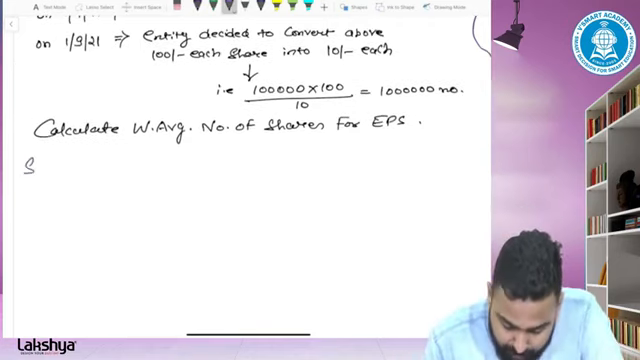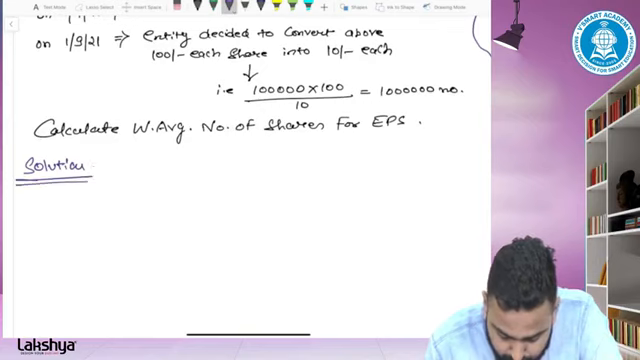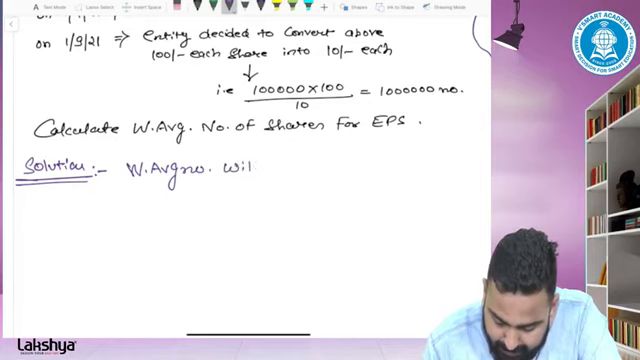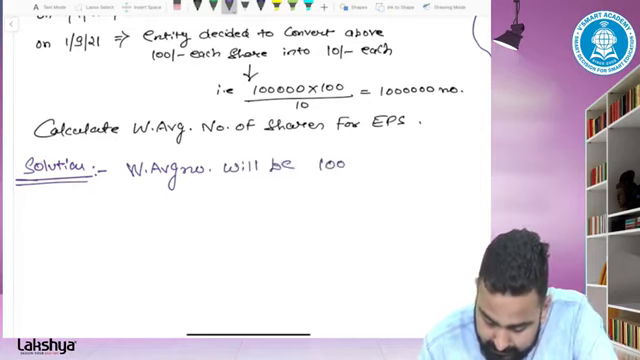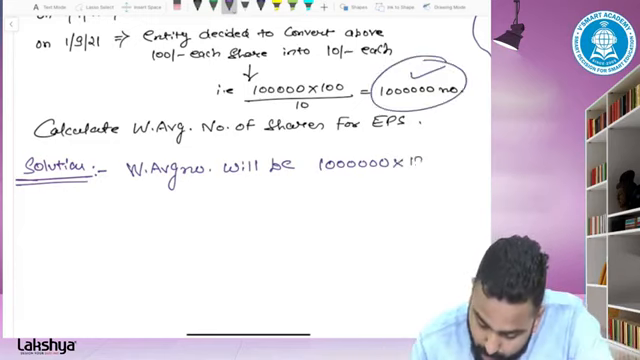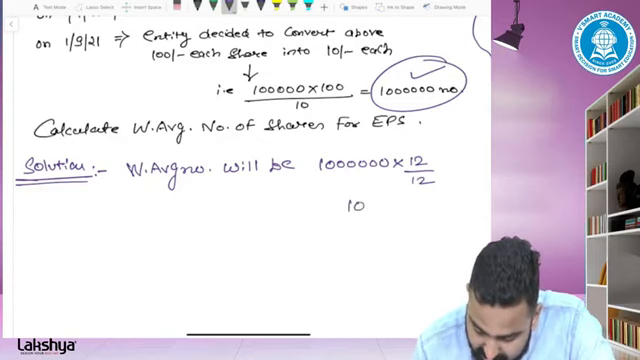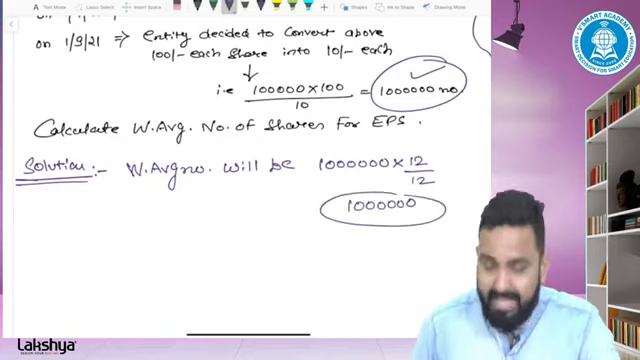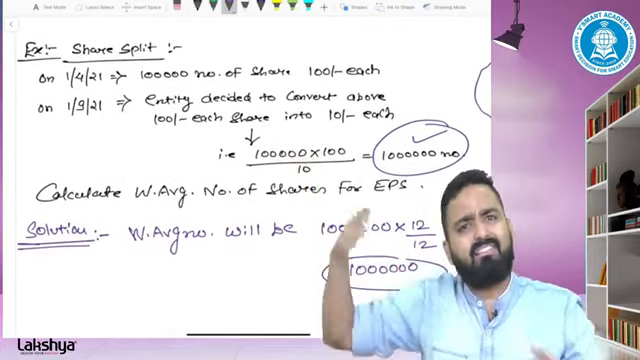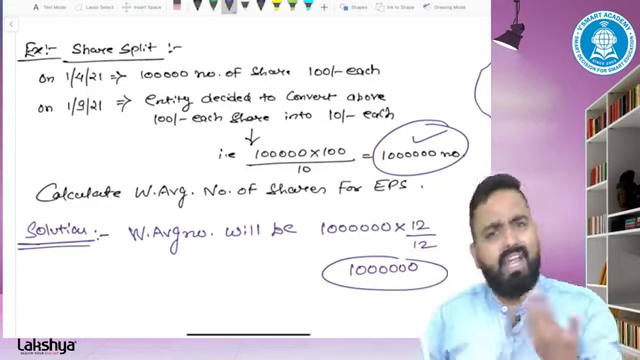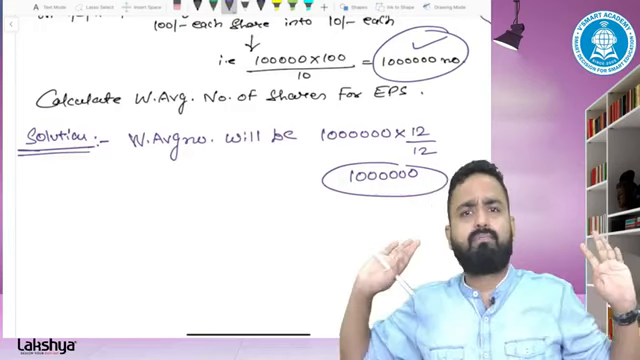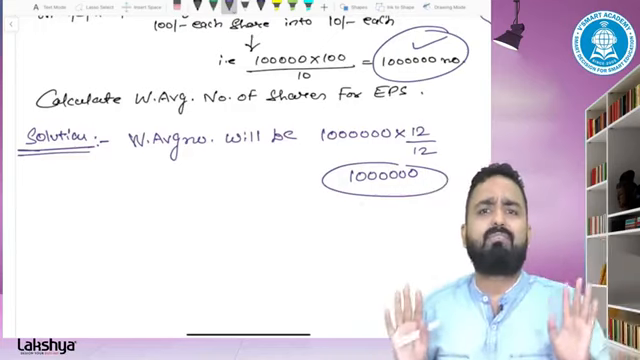So what will be the solution? The weighted average number will be 10 lakh. The new shares, 10 lakh into 12 by 12, it's 10 lakh only. How? See, initially they were 1 lakh shares of 100 each. Now they are 10 lakh shares of 10 each. So we can assume that the 10 lakh shares were outstanding since the beginning.